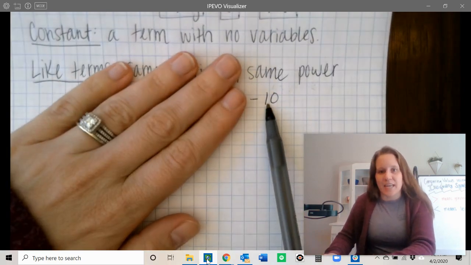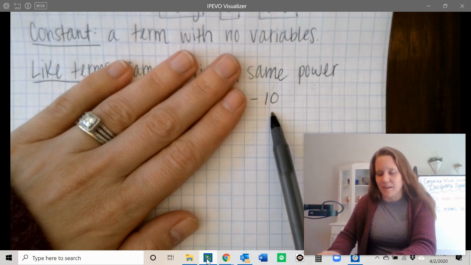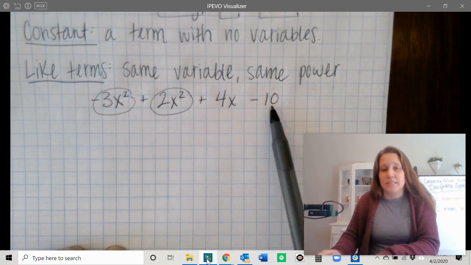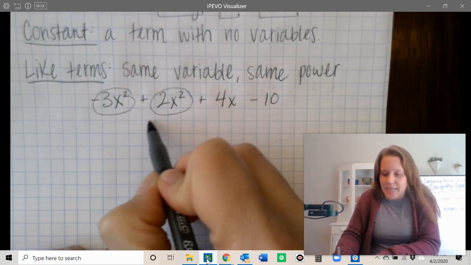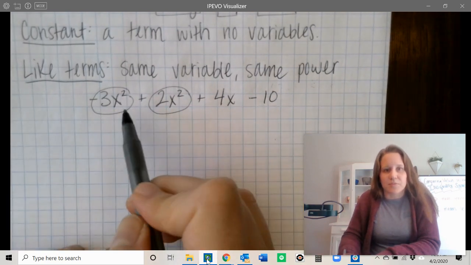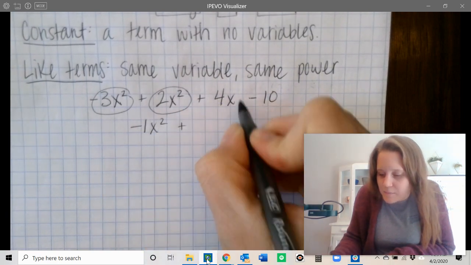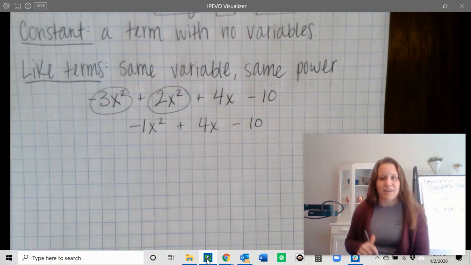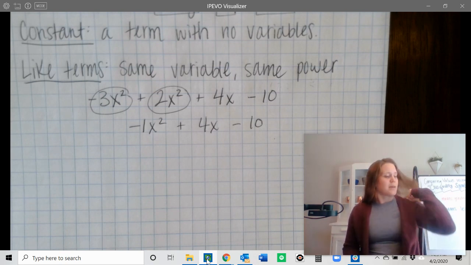And then this one, negative 10, or subtract 10, but I think about it as adding a negative 10. There are not any other terms that have no variable, so it doesn't have any like terms either. But when I combine these like terms, I just add their coefficients up. So negative 3 plus 2 is negative 1. Negative 1 x squared plus my 4x minus my 10. That's my simplified expression. I've combined like terms. That's it. Okay. Hopefully that was a good review. Let's start with some practice.